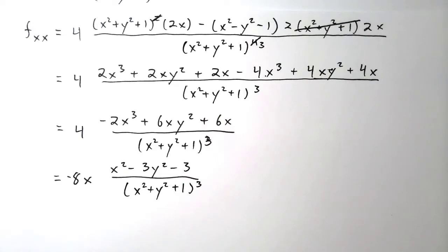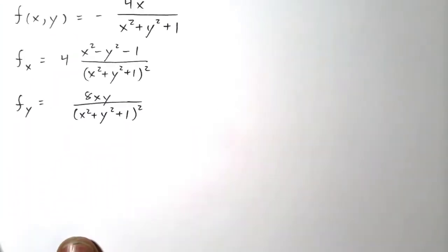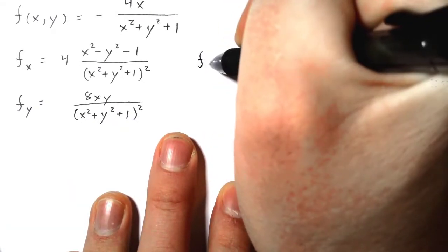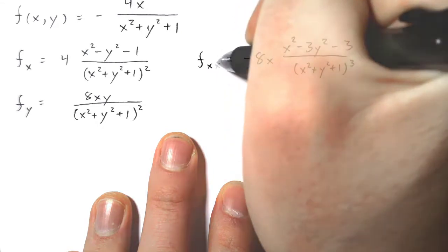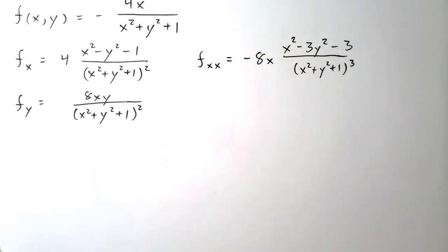So let's write that down below fx. Sorry, I meant to the right of fxx. There's no room below it. I've got fxy down, I got fy down there. All right, so now let's compute fyy. And again, we'll just use the quotient rule here.